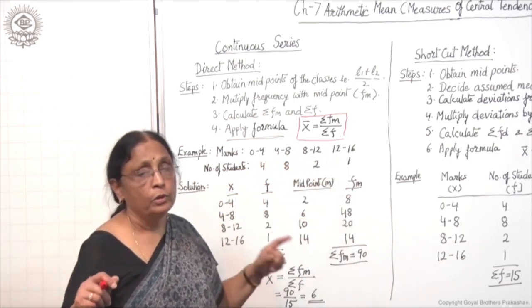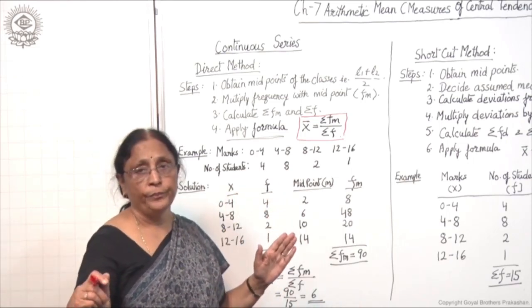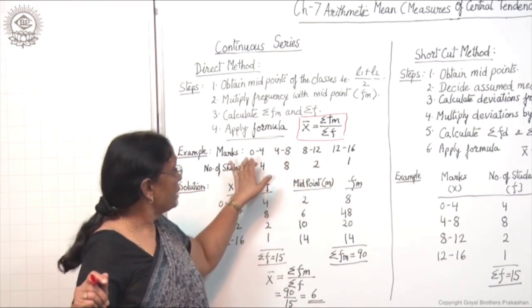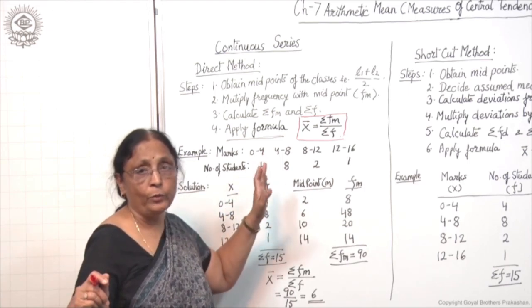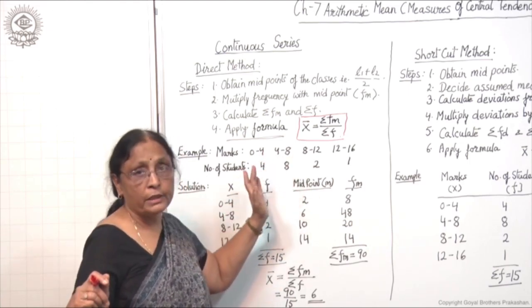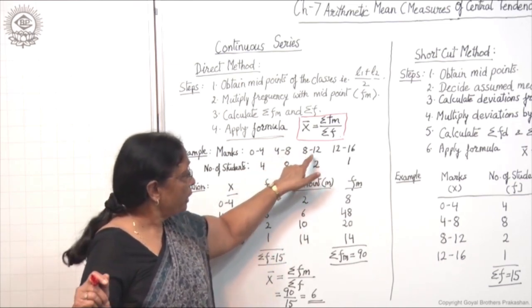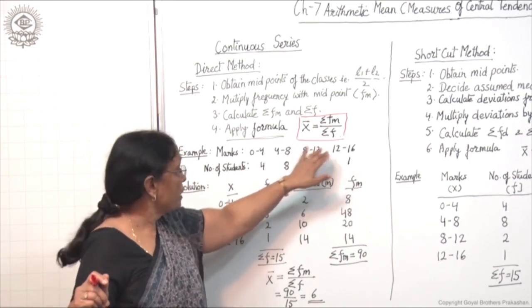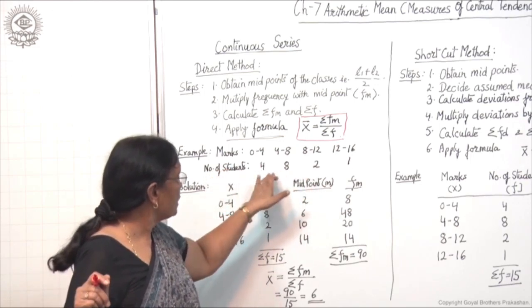As I told you, in the case of continuous series, class intervals are given, and this is called a class interval because there is an interval of 4. You can see 0 to 4. What is the interval? That is 4. Same way 4 to 8, what is the interval between these two figures? Equal to 4. Here again 4 and here again 4. So the classes are given, and here the frequency is given.